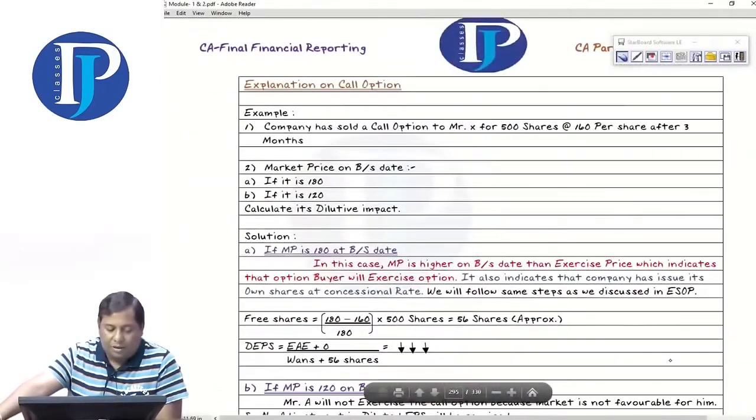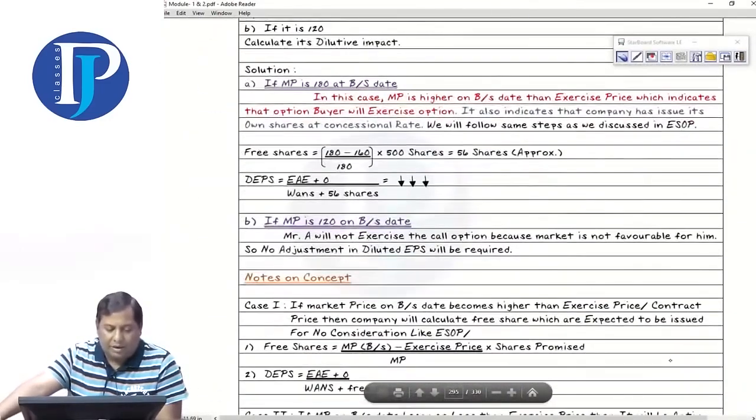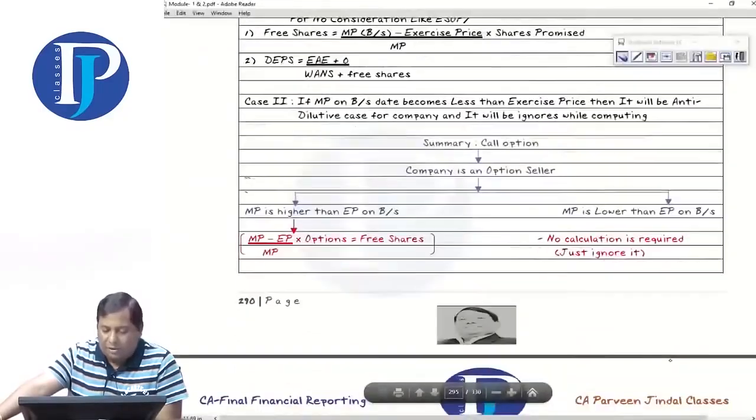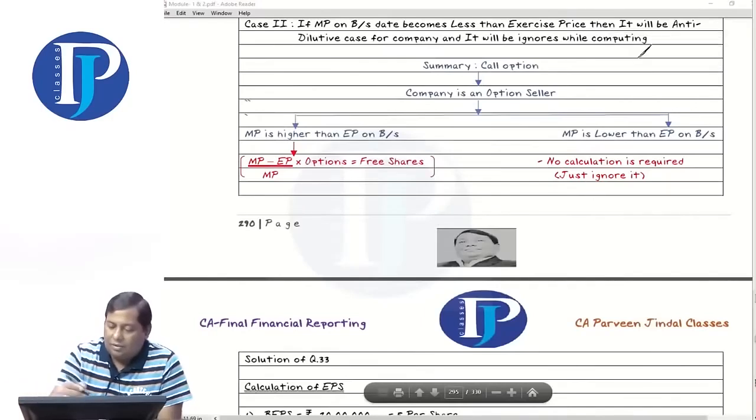Then I explained this to you by making examples. The first and the second case, I have explained all. Then I told you the summary of call option. Call option summary: the company is the option seller.